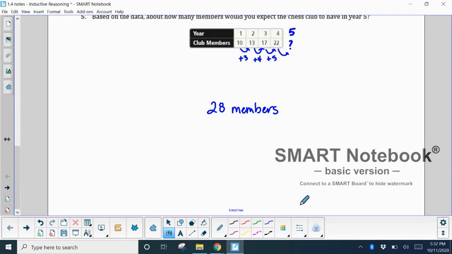So hopefully you were able to come up with the pattern here. Each time you were adding one more, so each year you added one more new member. So to get the 5th year, you would have added 6 new members. So 22 plus 6 gives you 28.